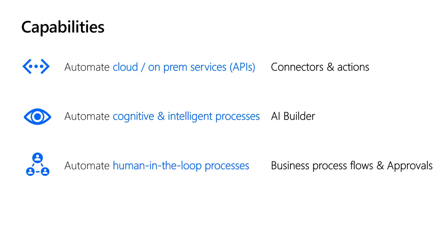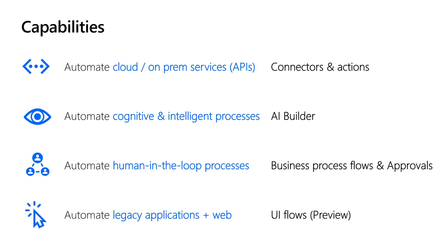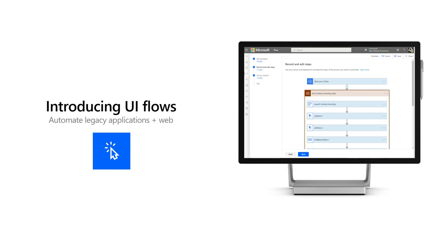And there's also business process and approvals, and you can automate human-in-the-loop processes. And then this week at Ignite, we've introduced UI flows in preview mode, which now lets you automate legacy applications and web applications that do not have APIs. And so with that, I'm going to go ahead and show you UI flows.